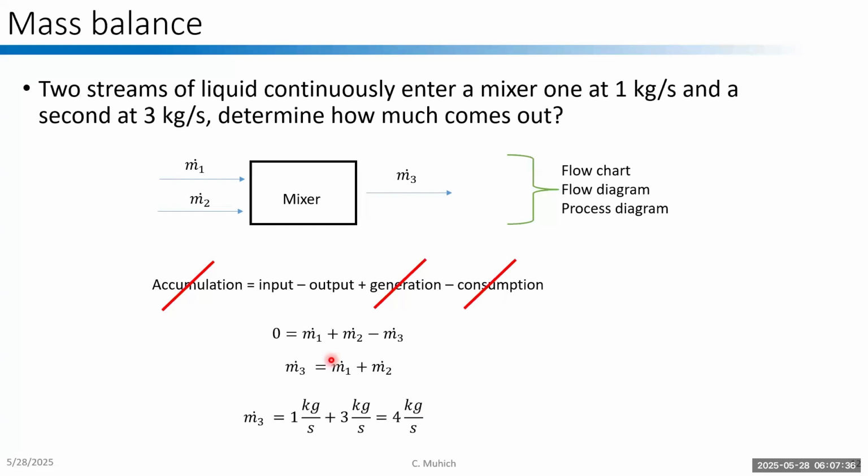And then I can plug in my numbers, right? M1, we were told, was 1 kilogram a second. M2 was 3 kilograms a second. Therefore, the amount leaving my mixer is 4 kilograms per second. My problem is solved. Okay, so this is our first mass balance. This is shown as a very simple example, but as we'll see in a second, things get complicated fast.